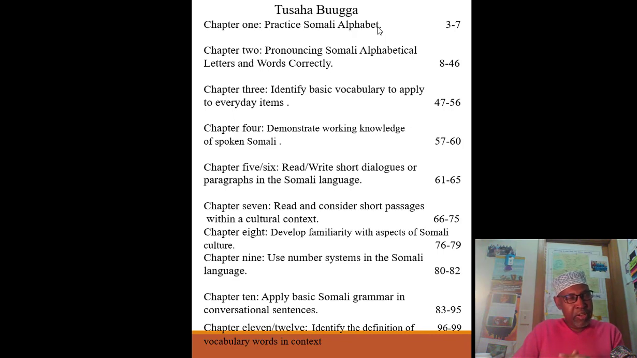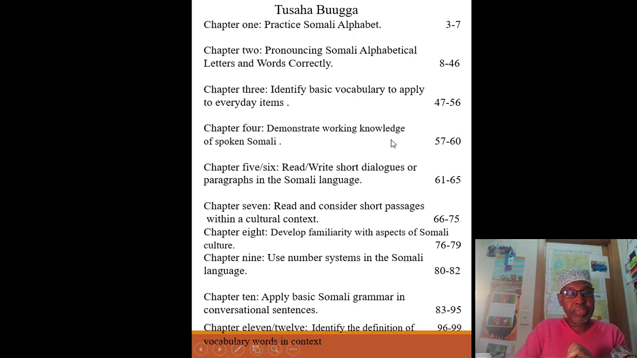So this A plays an important role. It makes two different words. So when you say bal, it has its own meaning, and when you say bal, it has another meaning. So that's kind of it. The second chapter is about pronouncing Somali alphabetic letters and words correctly.